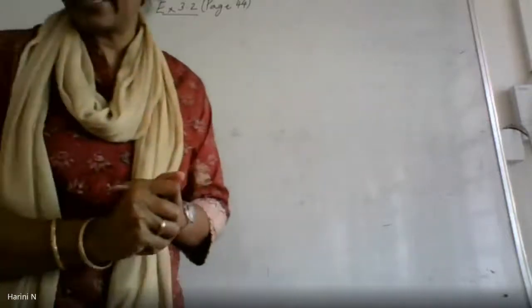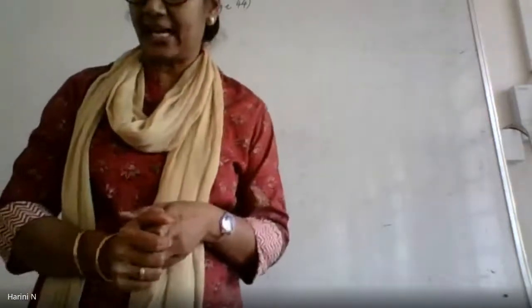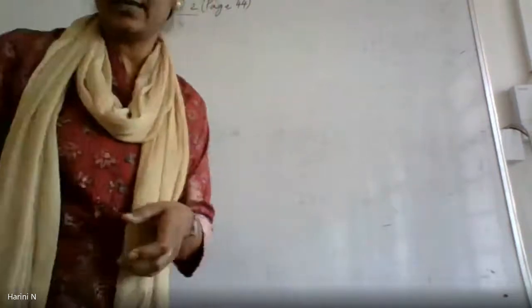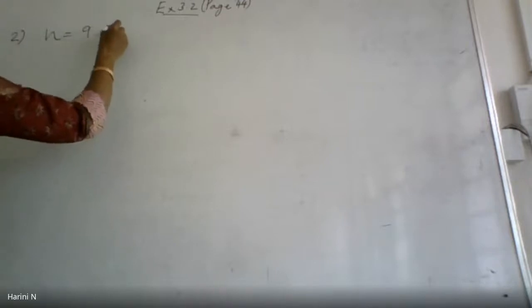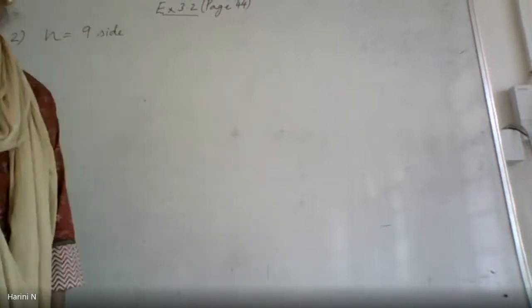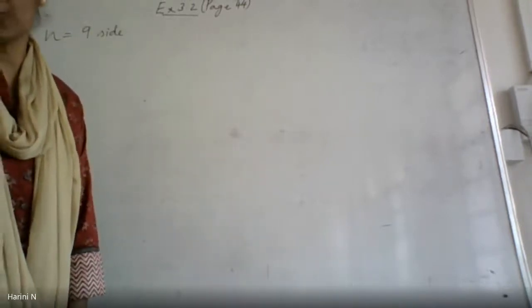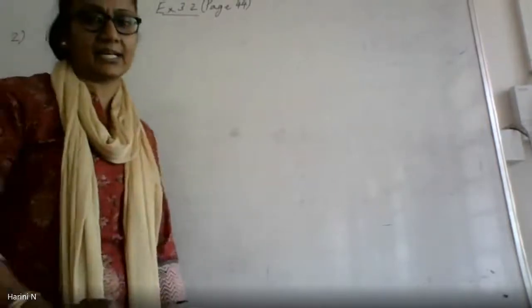Okay, the second problem says find the measure of each exterior angle of a regular polygon of n sides. The n is given as 9 sides here. I take the n as a 9-sided polygon. I have to find the measure of each exterior angle for this 9-sided polygon. How will I find out? Using the same exterior angle property.